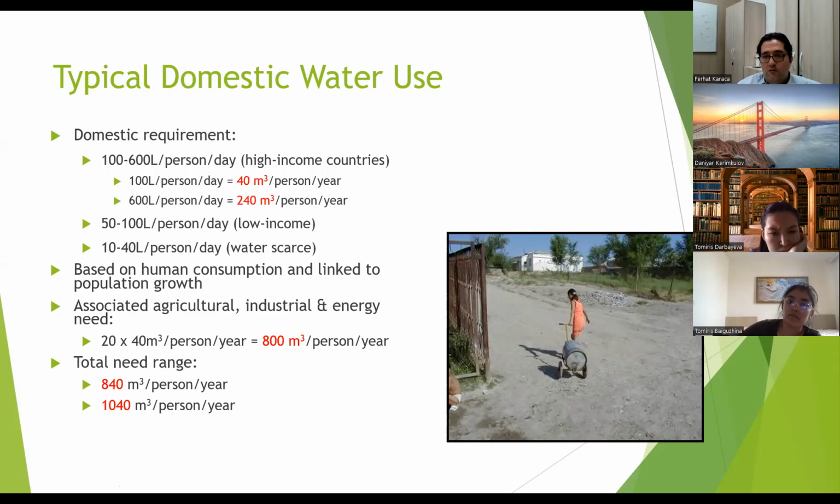Okay, so most developed countries are consuming more water. And typically the consumption is ranging between 100 and 600 liters per day, per person. So it's going to make like 40 cubic meters up to 240 cubic meters per person.